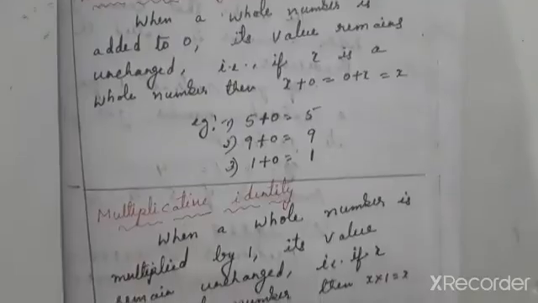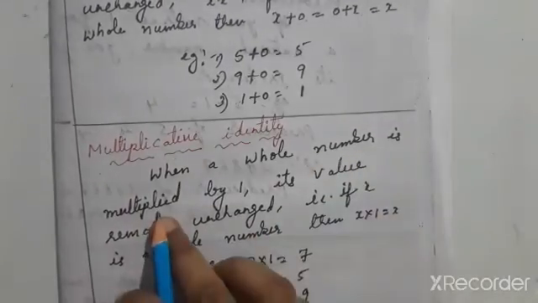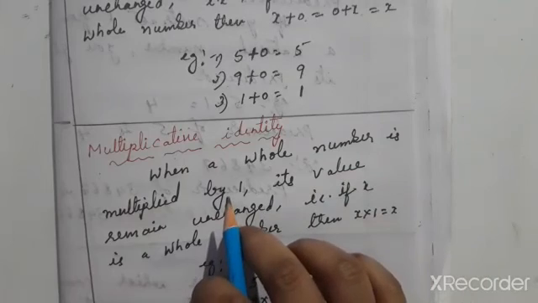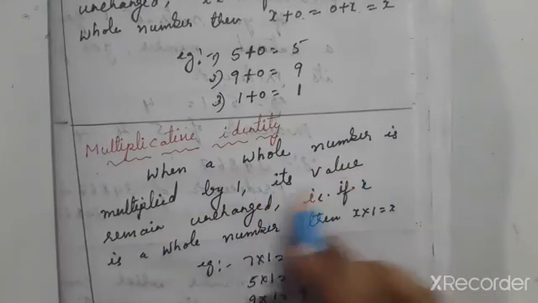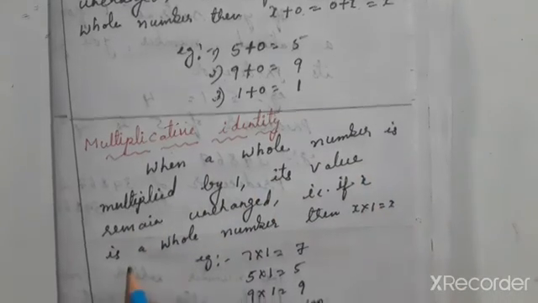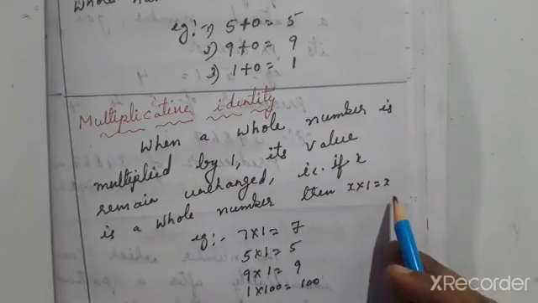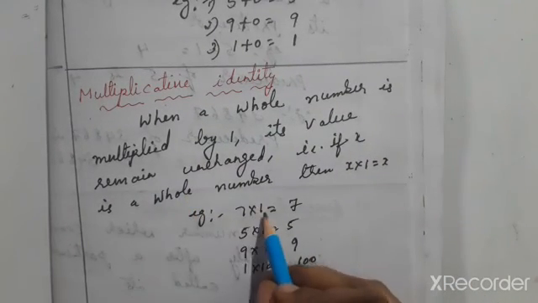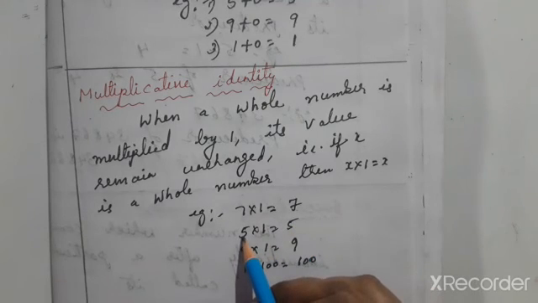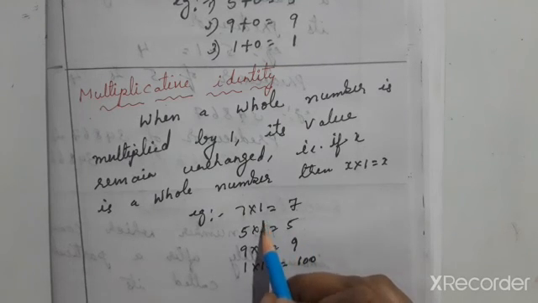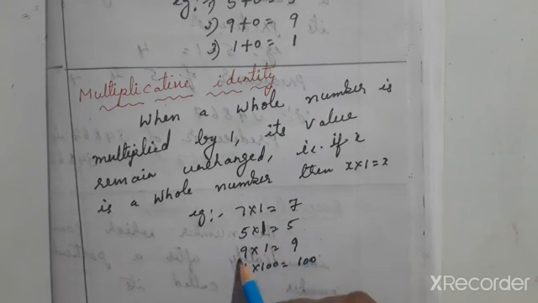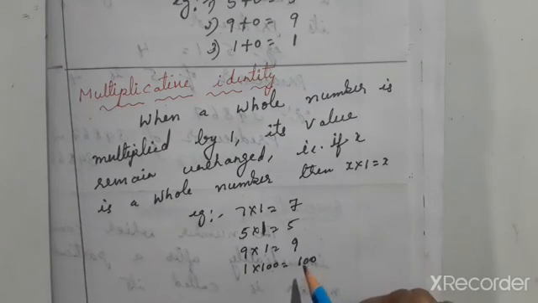And next is multiplicative identity. When a whole number is multiplied by 1, its value remains unchanged. If any number is multiplied with 1, it is the number itself. For example, if x is a whole number, then x into 1 is x. You know this general thing, no? So 7 into 1 is 7 itself. If any whole number, 5, is multiplied with 1, it is 5 only. So 1 is called the multiplicative identity. 5 into 1 is 5, 9 into 1 is 9, 1 into 100 is 100, 1 into lakh is lakh, 1 into crore is crore only, the number itself.